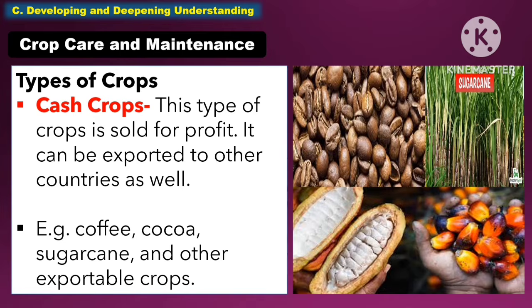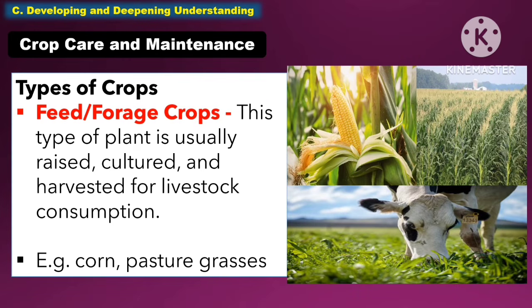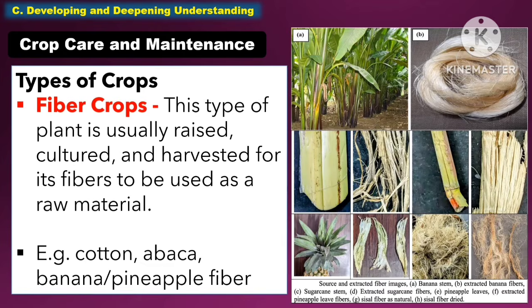Another type of crops is the cash crops. So this type of crops is sold for profit. It can be exported to other countries as well. Example, coffee, cocoa, sugarcane, and other exportable crops. Another type of crops is the feed or forage crops. So this type of plant is usually raised, cultured, and harvested for livestock consumption. Example, corn, pasture grasses.